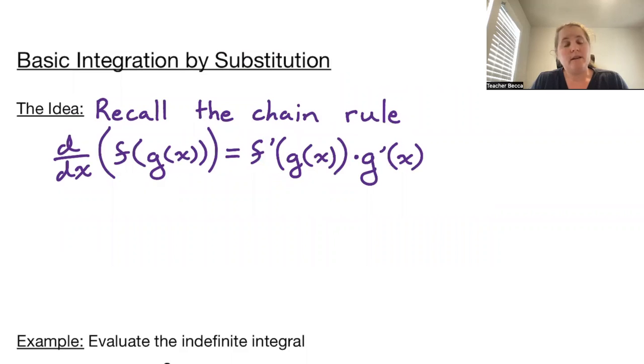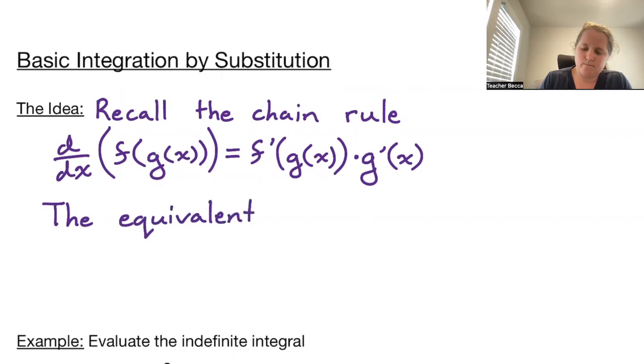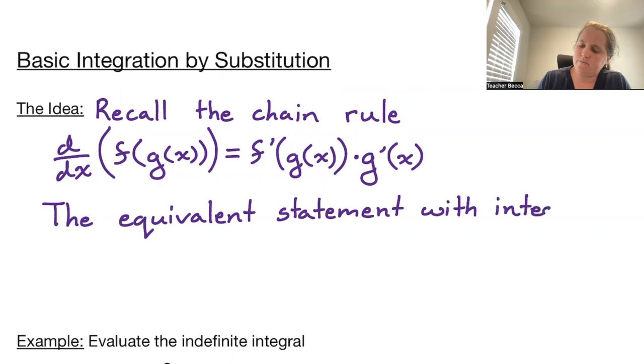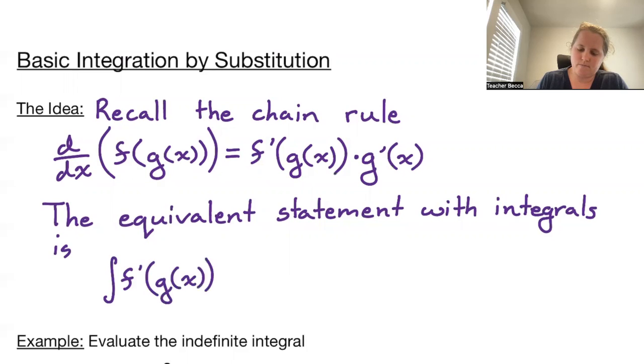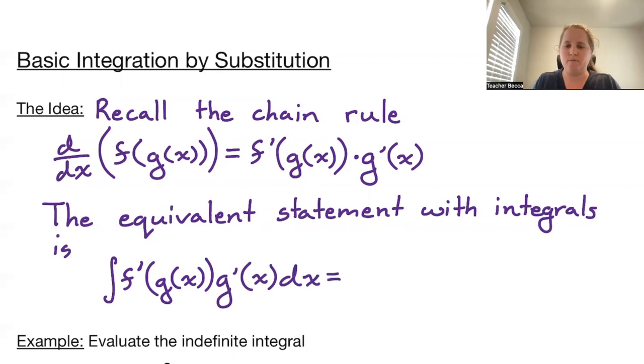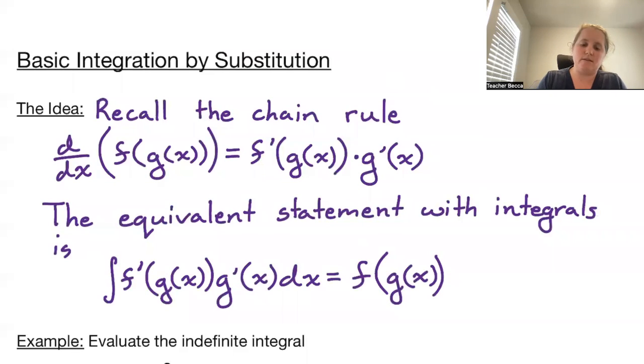Thus, we can take the equivalent in integration. So the equivalent statement with integrals is the integral of f prime of g of x times g prime of x dx is equal to f of g of x plus c.